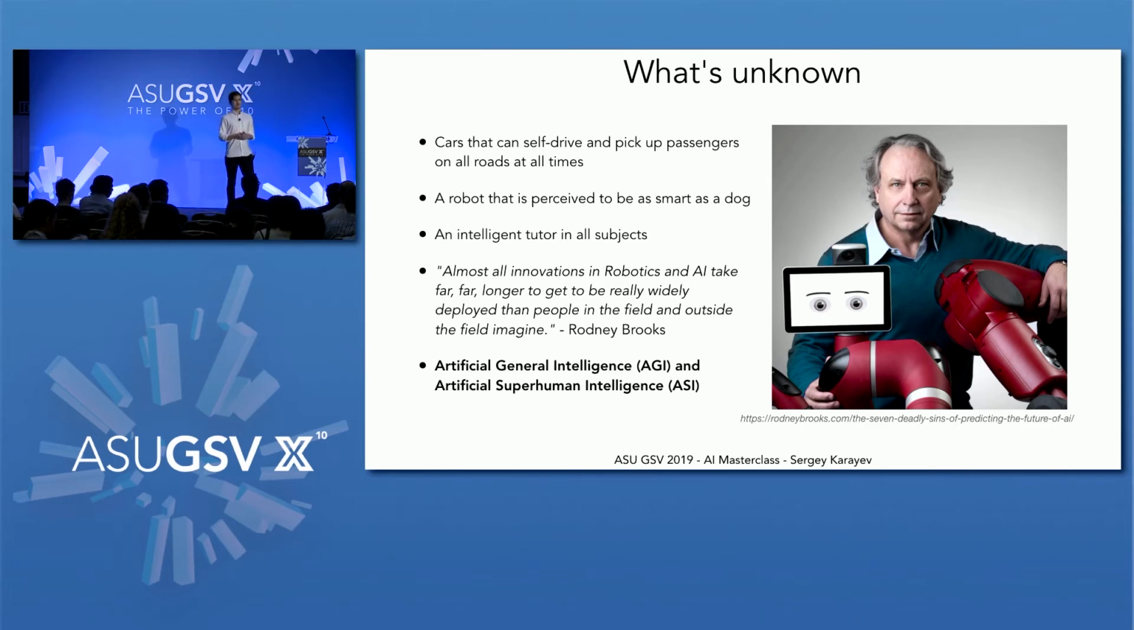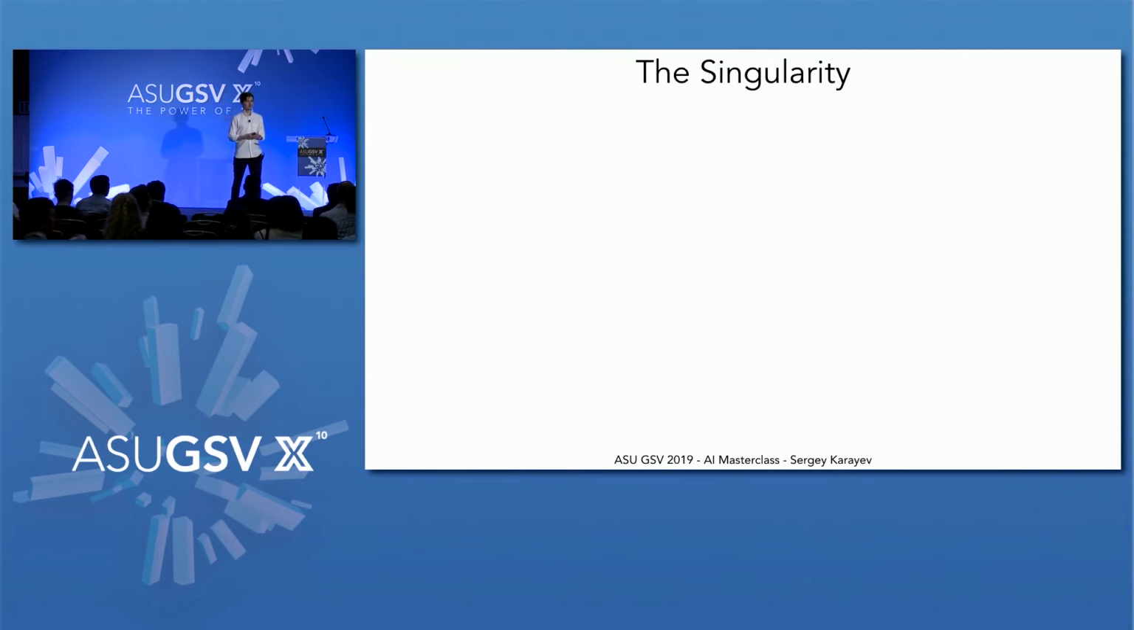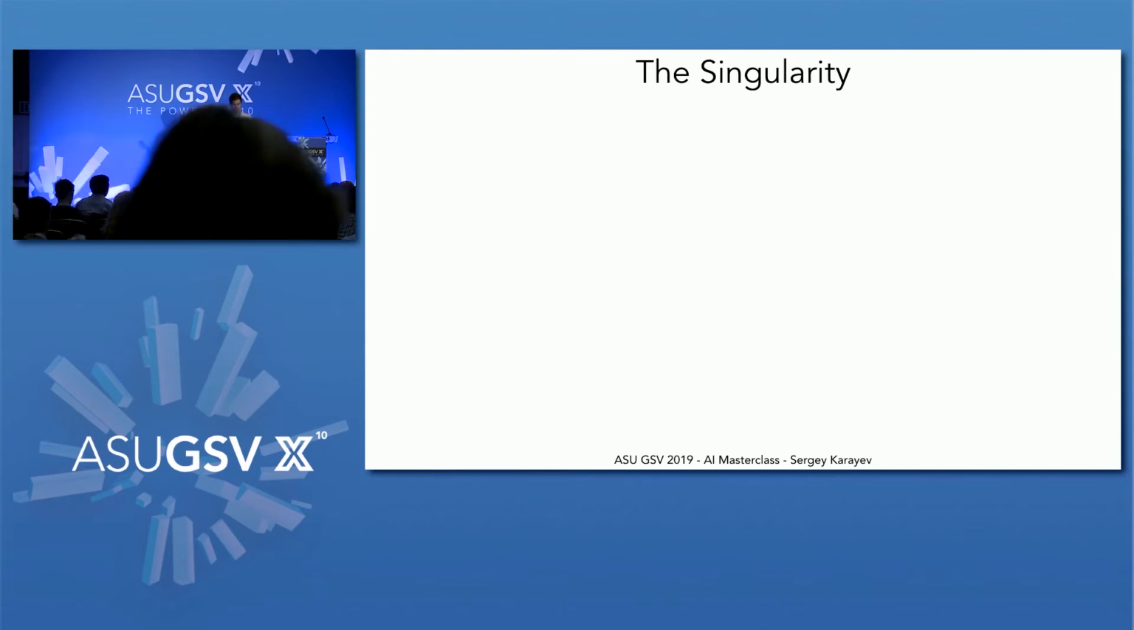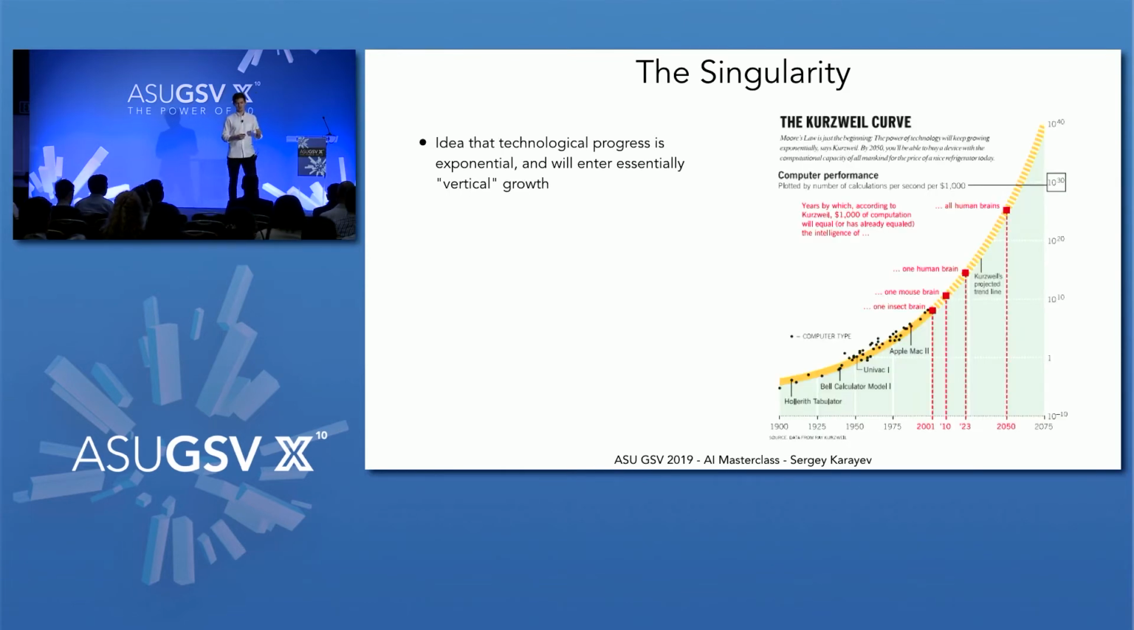But of course, the holy grail of what's unknown is, one, do we have artificial general intelligence? So that's human-level intelligence. And then after that, artificial superhuman intelligence. So no one knows this. But people talk about this idea called the singularity that we've probably heard about. Just to summarize what that is, if you plot technological progress on some kind of time versus progress chart, then you see that it's exponentially speeding up. So the rate of progress is increasing as we go into the future.